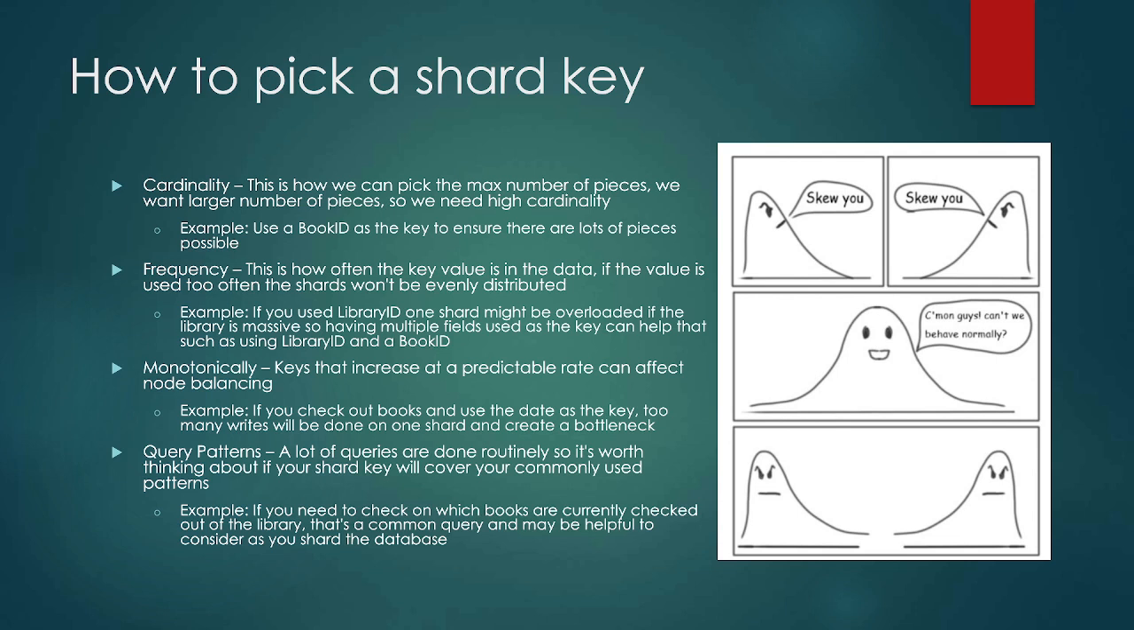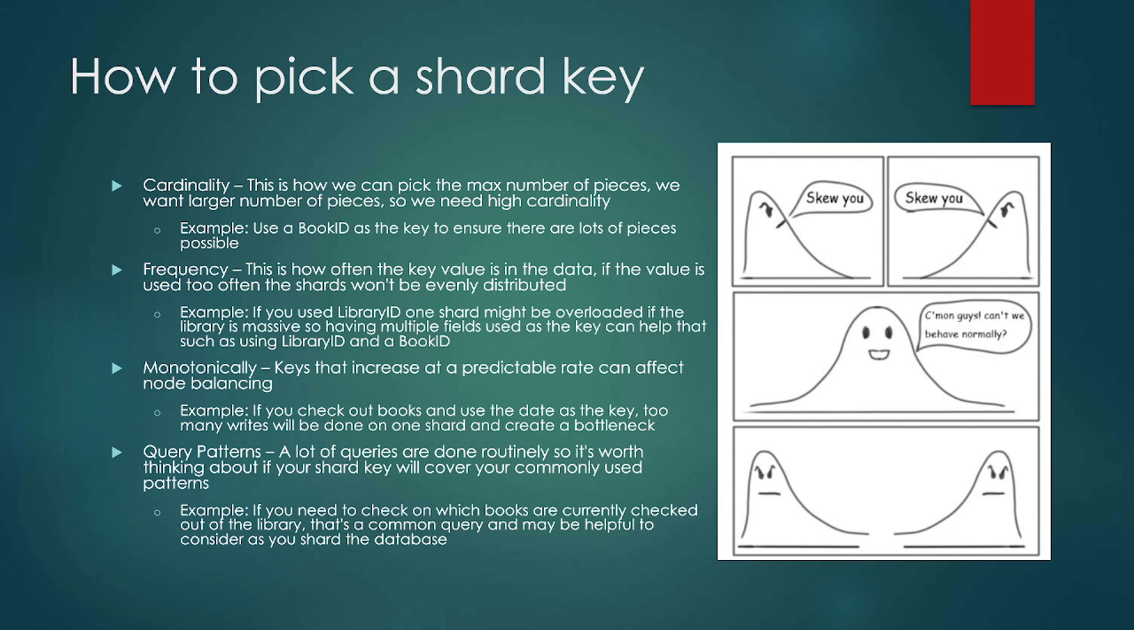So one of the things that you can do is actually use multiple fields for your key. So instead of just using book ID for your key, you might end up wanting to use multiple. So let's say in our example, instead of a book ID, we had a library ID. So each library has a list of all of the books and we've decided to break it up by library. But the problem is some of the smaller libraries might be able to fit in one shard without too much of a problem, but some of the bigger libraries might not.